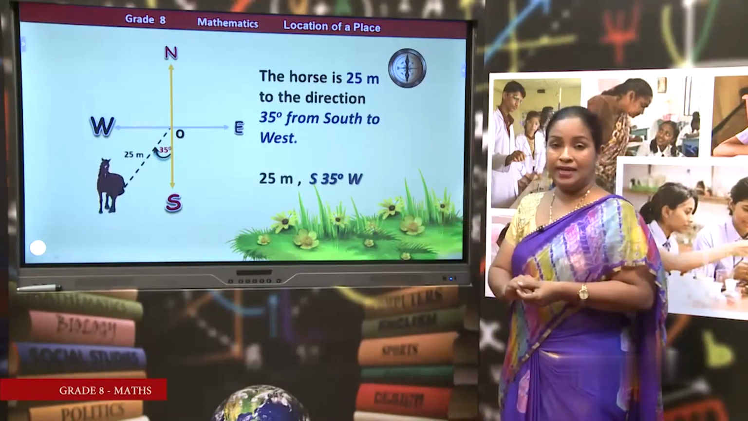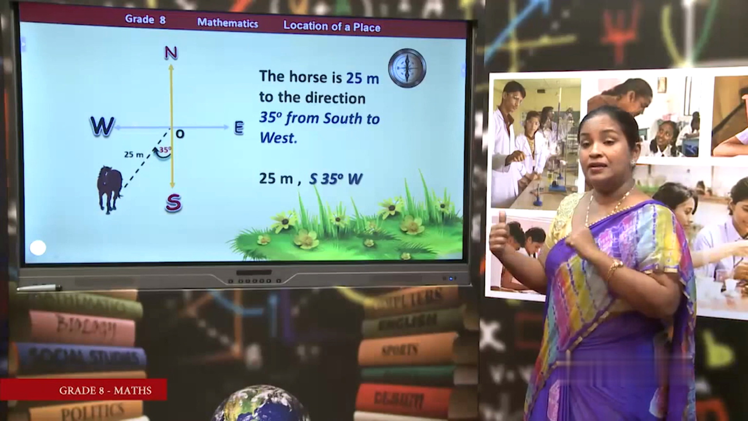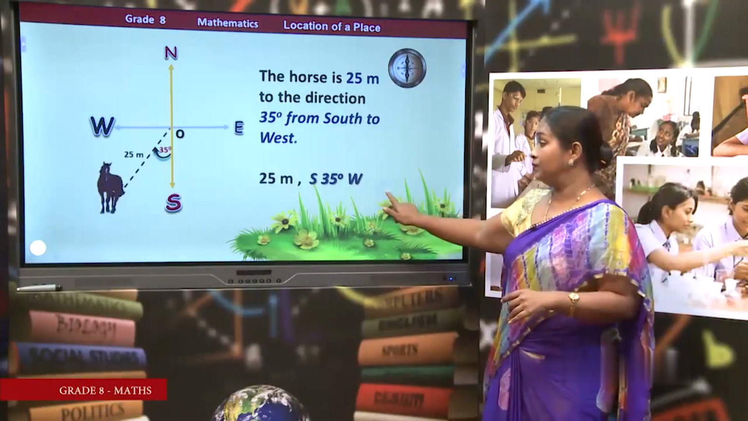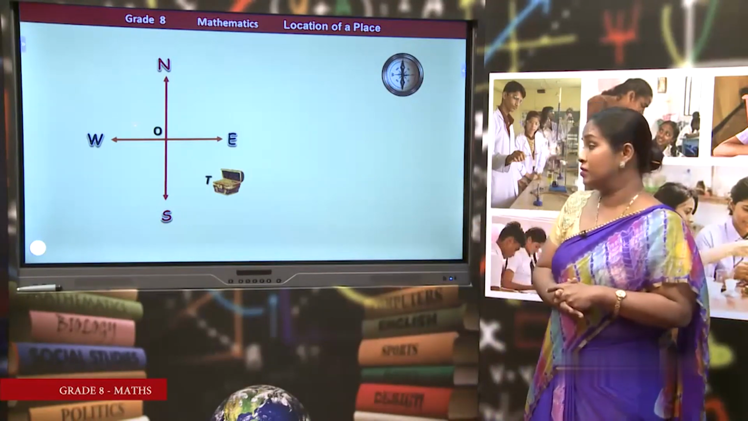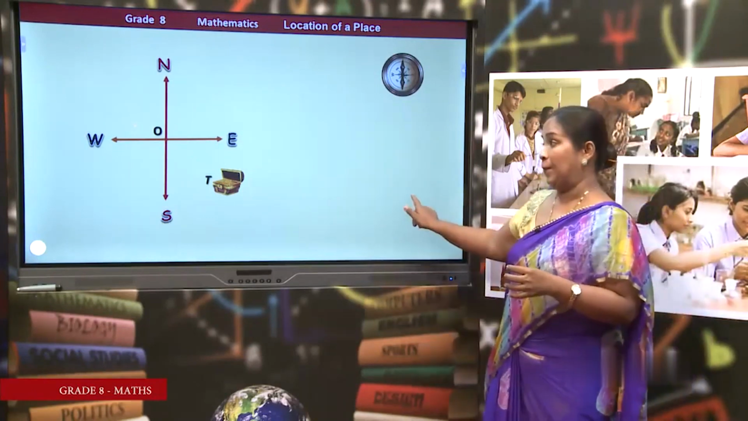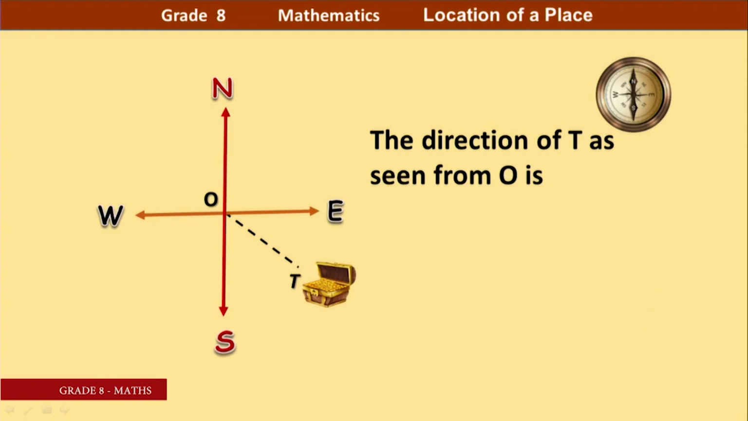So, we can note it in short way: 25 meters, comma, capital S, the angle 35 degrees, capital W. Okay. You have a treasure box. You have to find the direction of the treasure box first. We will see. First step is we have to join the point O and T. Then you have to measure the angle. It's exactly between south and east.